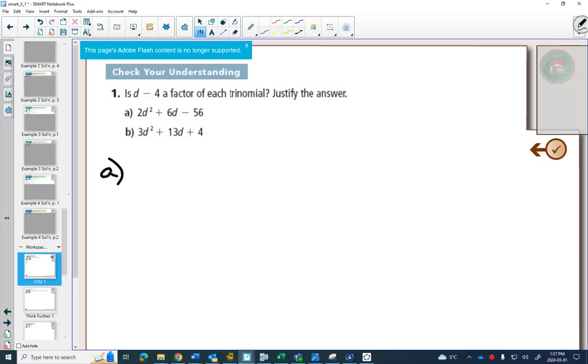Example 1, they ask if d minus 4 is actually a factor. There's two ways that we could do this. We could actually factor this and check. So if I was actually factoring this and checking, I know that there was a 2 in common. I would pull that out first.